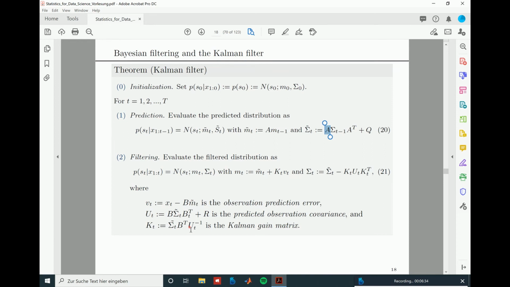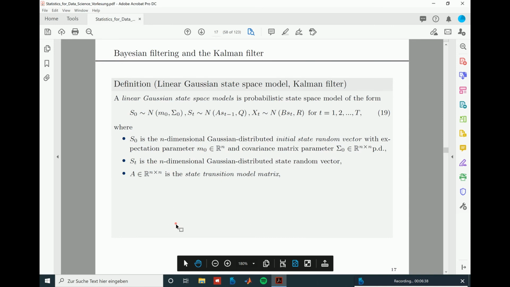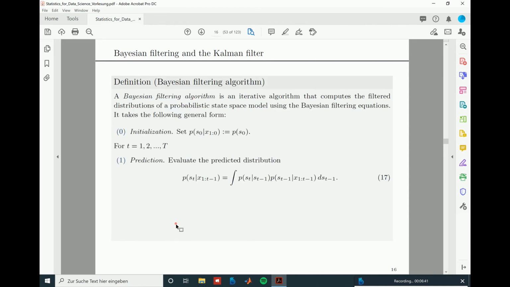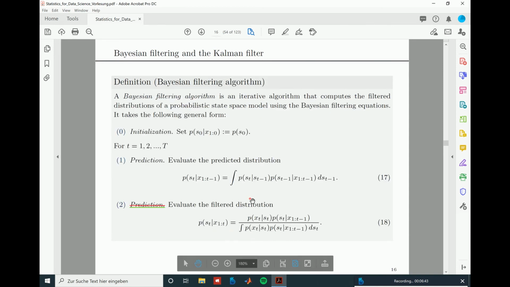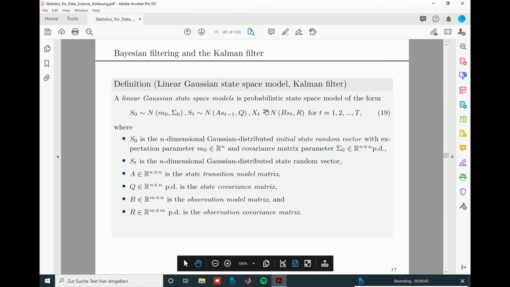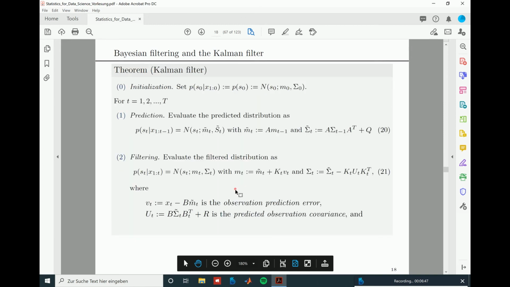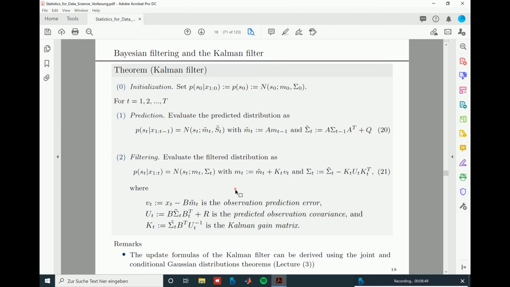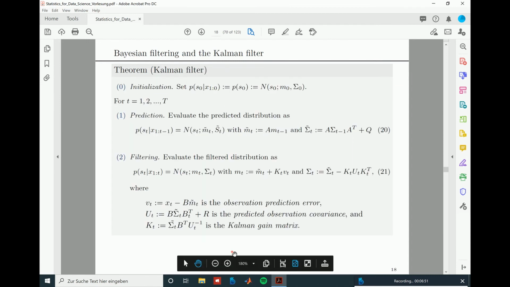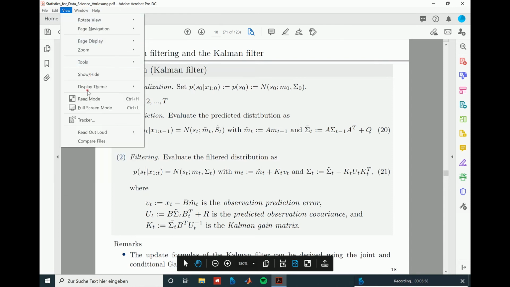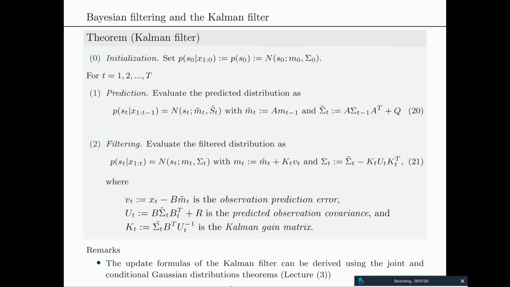What I'm trying to say is these formulas just follow from applying these formulas here to the distributions that are defined here. And then they follow directly from the joint. There it is. Sorry, why didn't I make this big here? Sorry. And they follow directly from the joint and conditional Gaussian distribution theorems.